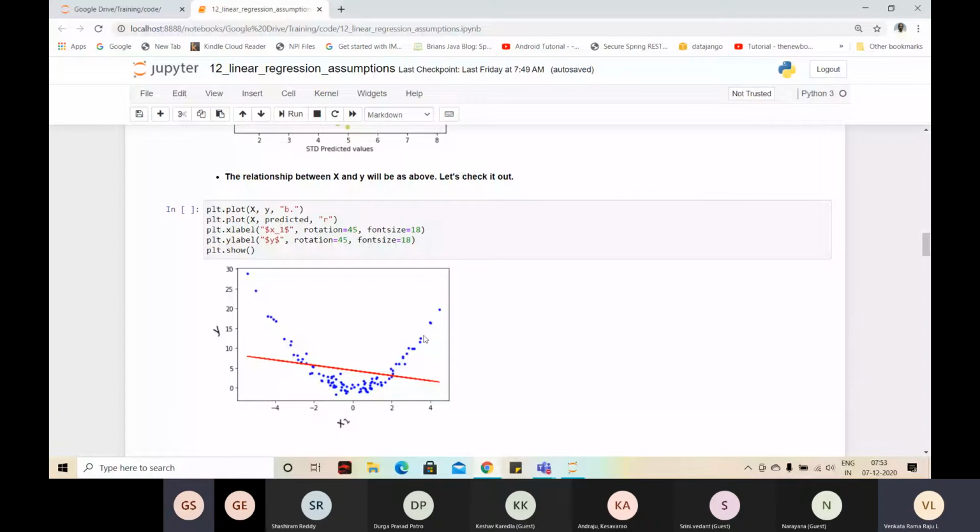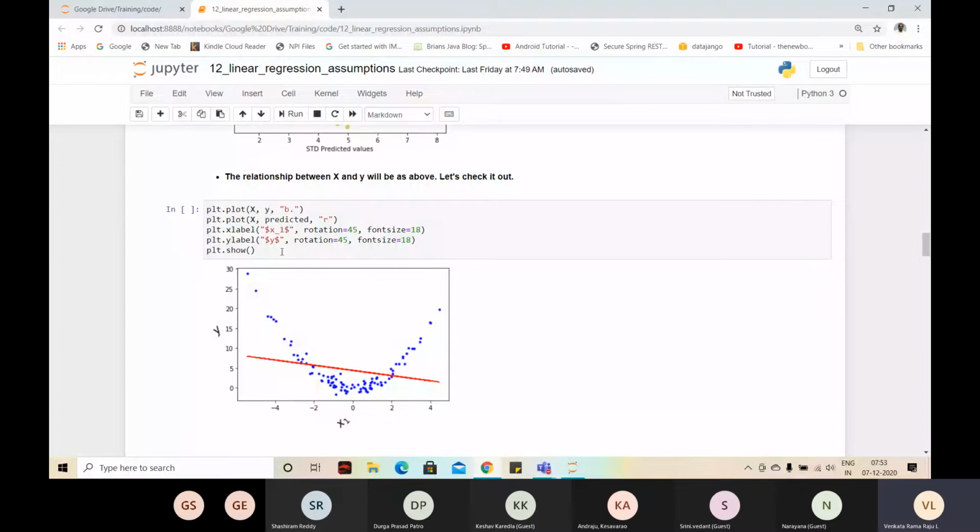If there are more than one input variable, you will not be able to do this graph. Do you agree with my statement? When there are more than one input variable and one output variable, will you be able to do this graph? No, right? So how do you understand then?